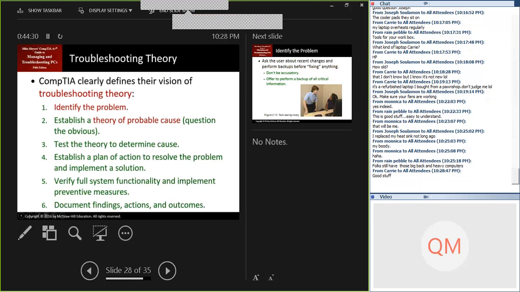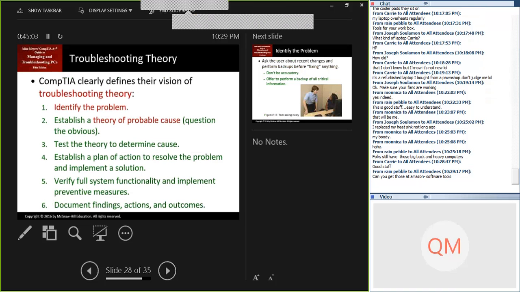I don't want to get into this right now because we're almost at 10:30. But I do want to go over this, because for the troubleshooting theory you have to memorize these 6 steps. They'll ask you questions on a test like, once you've tested your theory and determined what the cause is, what is the next thing you want to do? So we need to know these 6 steps. When you go in the book, memorize the 6 troubleshooting steps.